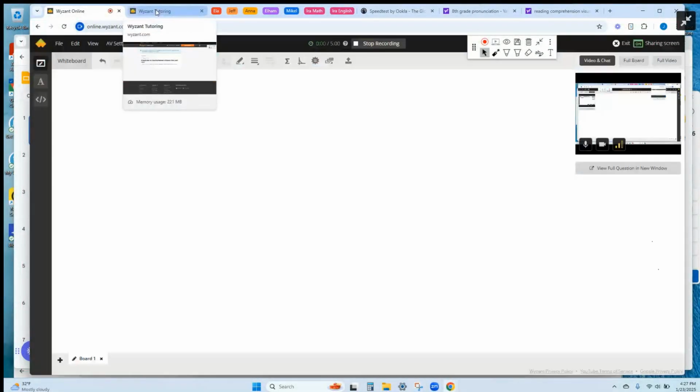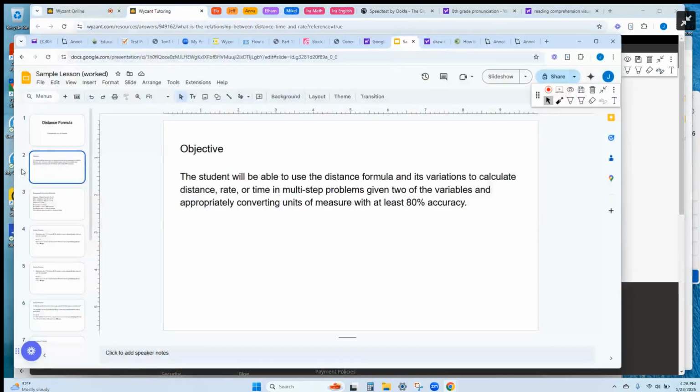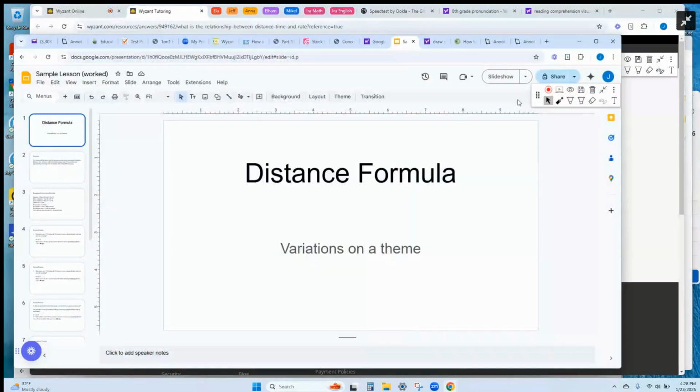So today we're looking at the question, what is the relationship between distance, time, and rate? Or how do you move among distance, time, and rate when two of the three components are known and you're trying to find the other one? So today we're going to be looking at the distance formula and its variations.